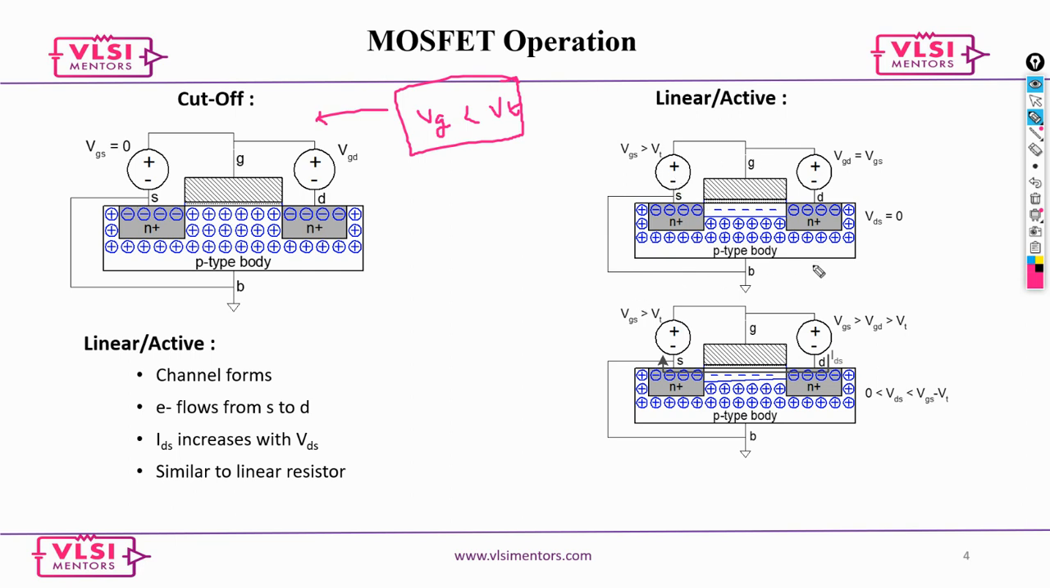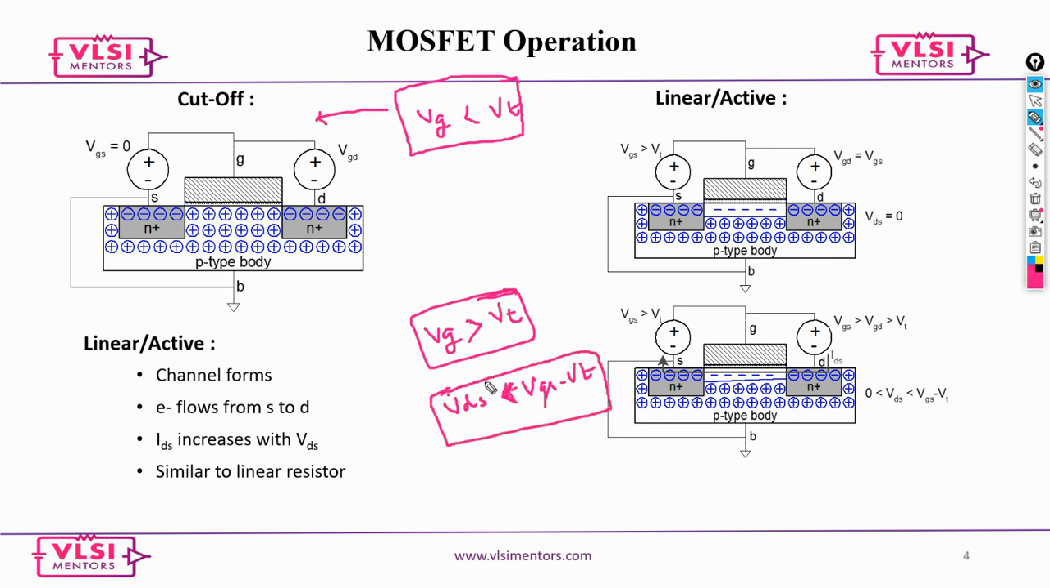Now here Vg is greater than the threshold voltage Vt, and Vds is less than Vgs minus Vt. This is the condition for the transistor to be in active mode. If you look here, the channel is formed and the charges are moving. We call it a linear resistor.